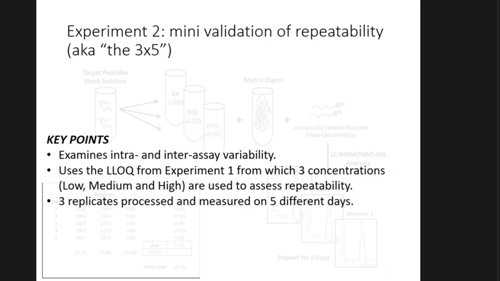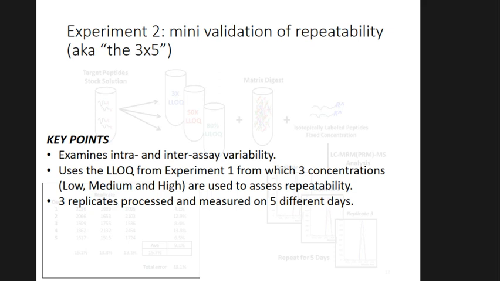And what you're trying to get out of the data from this experiment is the intra and inter-assay variability. So the digestion kinetics, if you have a protein standard, might change if you have low versus high amounts of the protein in your matrix. You are using the lower limit of quant, LLOQ, that you discovered in experiment 1 to assess the repeatability of measuring that multiple times.